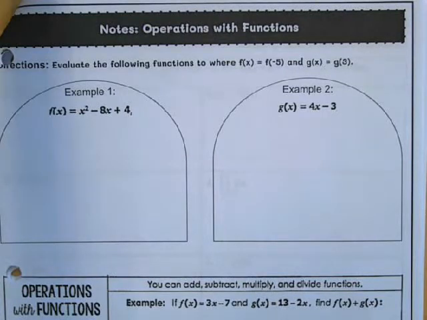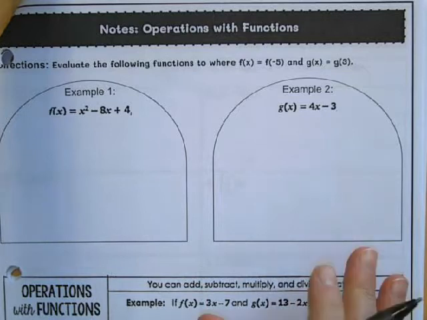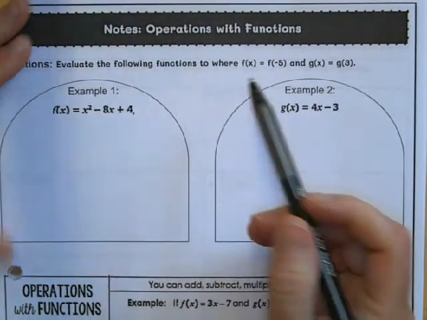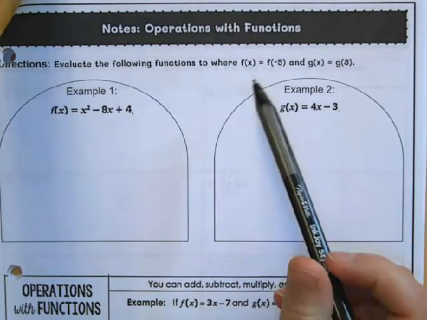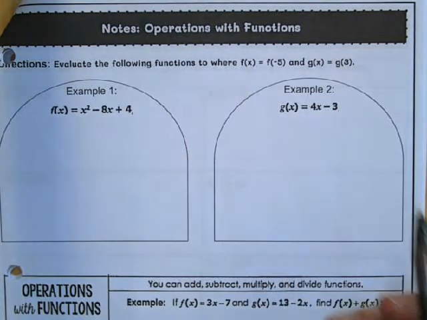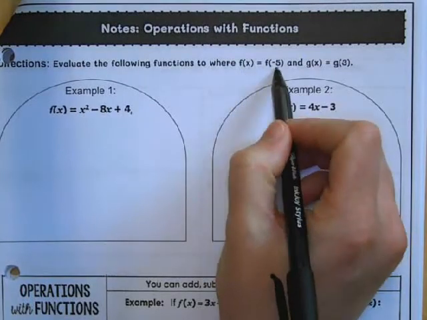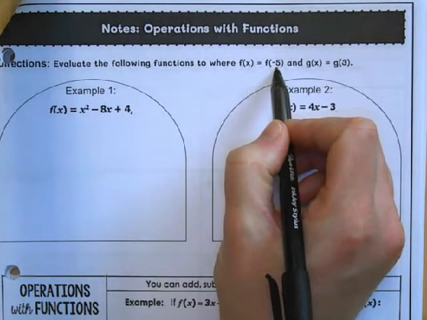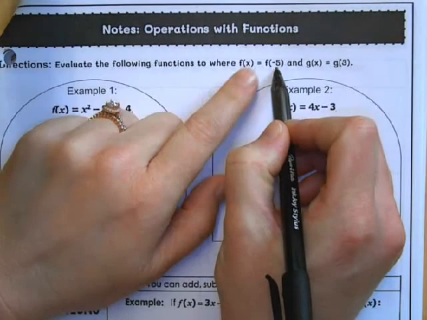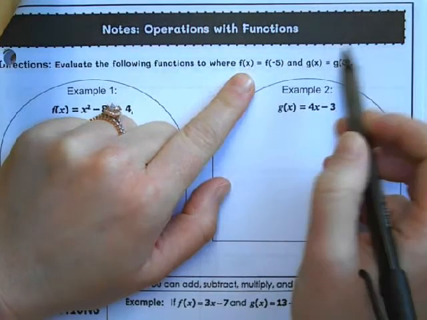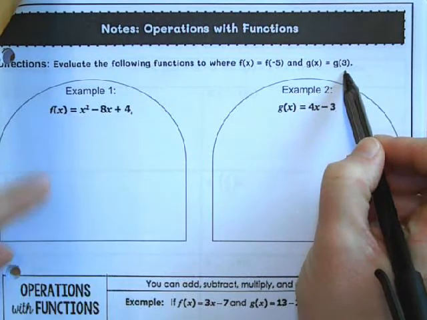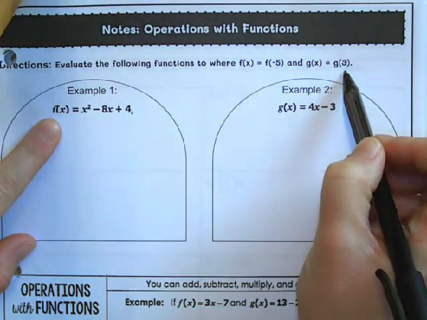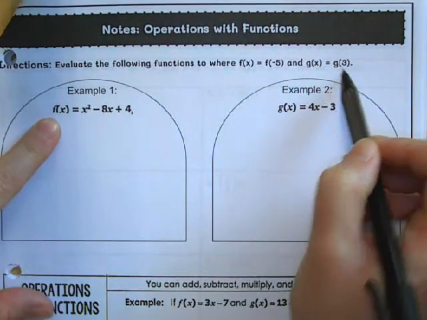Hello everyone, we are going to be talking about operations with functions today. We're going to be doing two different types of operations here. One, we're going to be evaluating a function where here we have f of x, we are actually plugging in a -5 for all the x's when we see our function f of x. And then when we see our different function g of x, we're going to plug in a +3 for all the x's. So you want to be paying attention to the function that we actually have.